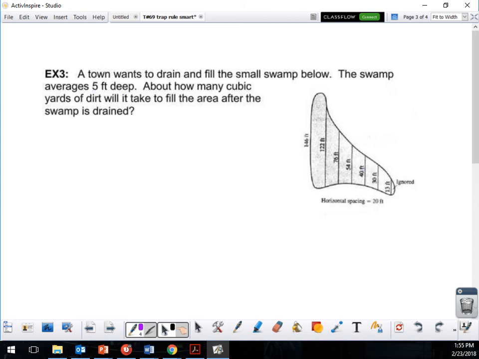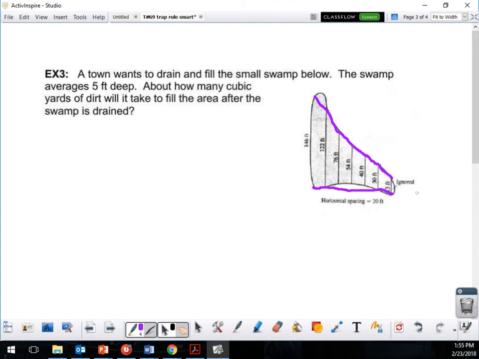So we're going to do this as a trapezoid. I want you guys to calculate it and write it out. You're not going to use variables on this one. You actually have values.